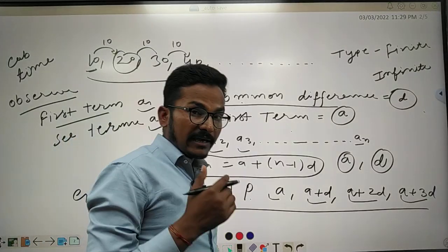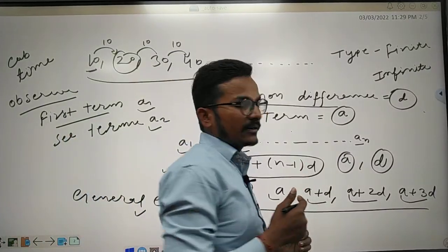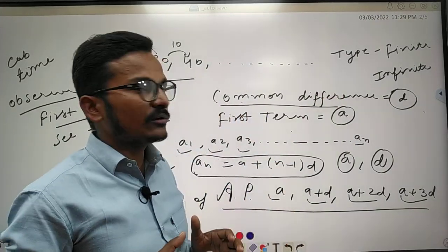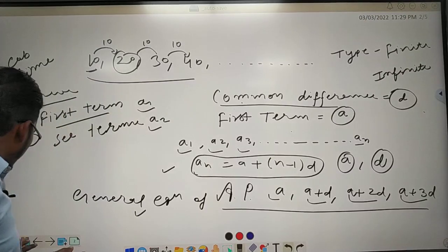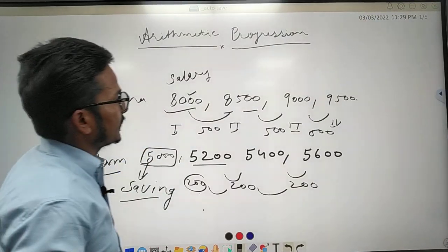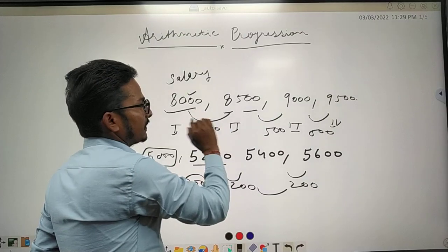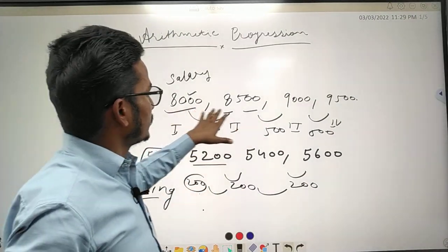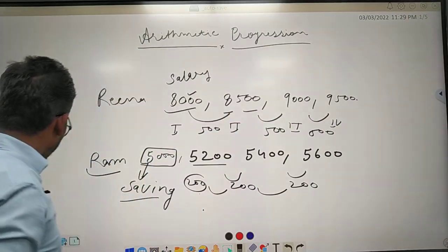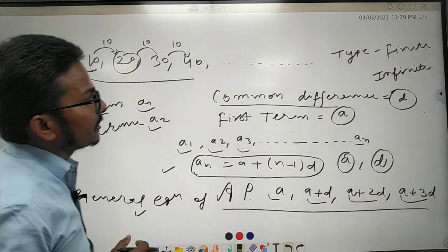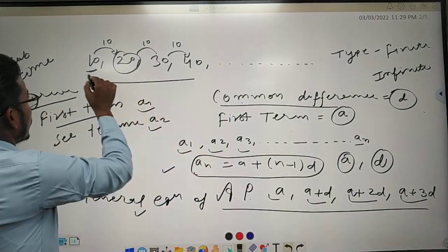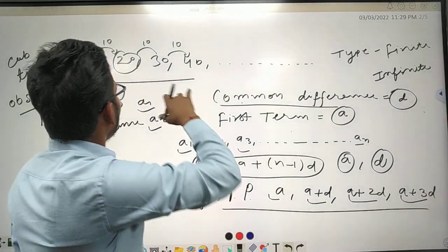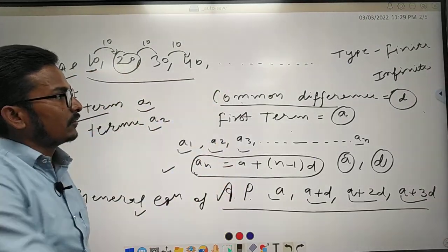Next is types of AP. Basically, arithmetic progression is of two types, finite and infinite. In a finite AP we have limited terms. Suppose this is a finite AP because there are limited terms in the given AP, here the number of terms is 4. Next, infinite AP: the given AP is infinite because there is no limit to the number of terms.